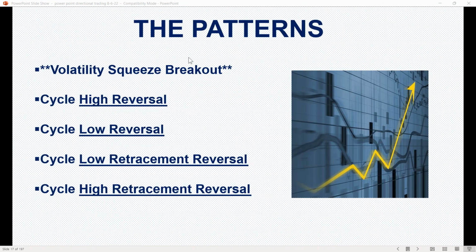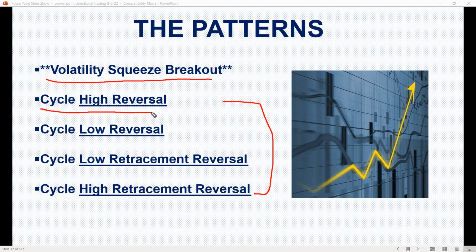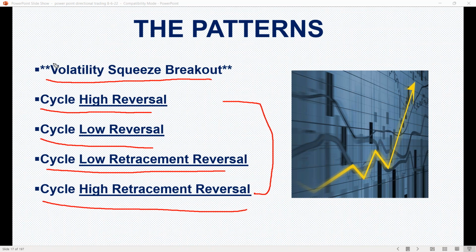Now, the first pattern that I look for is what we call the volatility compression squeeze breakout pattern. This particular pattern is really dynamic because it's very powerful, which we'll go through. This specific pattern can also be found in the 4 other patterns that I'll take you through. So we've got the volatility squeeze, which could be inside what we call the cycle high reversal. That's one pattern. Then we have the cycle low reversal, and then a cycle low retracement reversal and a cycle high retracement reversal. Those are the defined patterns that I'm looking for in trade selection.